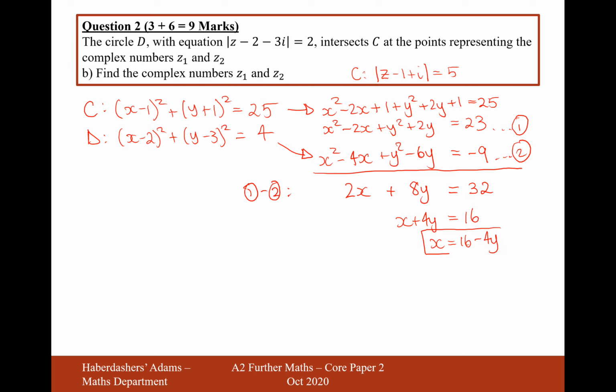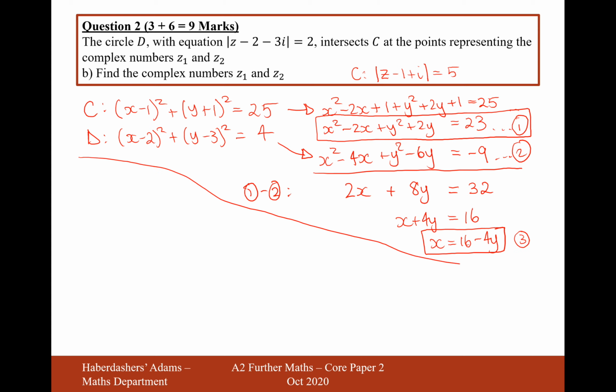So now what this line here is, is the equation of the line that will go through points z1 and z2. So what we need to do now is just couple it up with one of these simultaneous equations from before, and substitute one into the other. Maybe we'll call this equation 3, 3 into 1, and then we can solve that equation. So 3 into 1, so it's going to be (16 minus 4y) squared minus 2 lots of (16 minus 4y) plus y squared plus 2y equals 23.